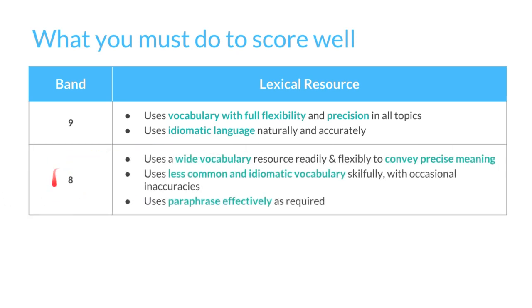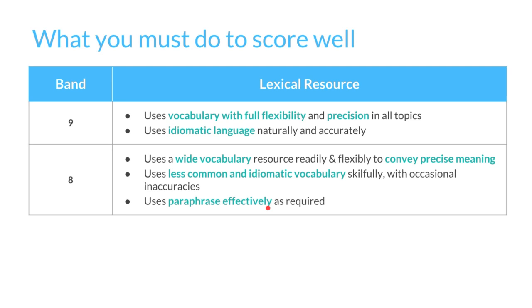Next, if you want to get a band 8, you have to use a wide range of vocabulary. Also, you have to use some less common vocabulary. So words that are not commonly used, that aren't too typical, try to include some of that in there as well, just to impress your examiners a little bit. Next, idiomatic vocabulary. Again, that's the same thing as saying use some idioms. And finally, to get a band 8, you should paraphrase effectively.